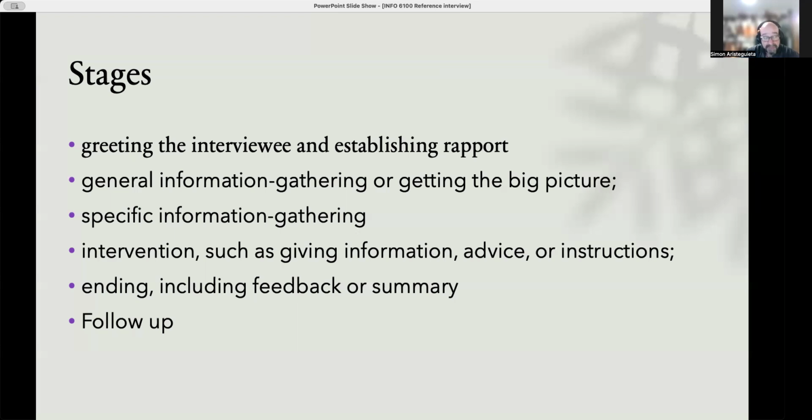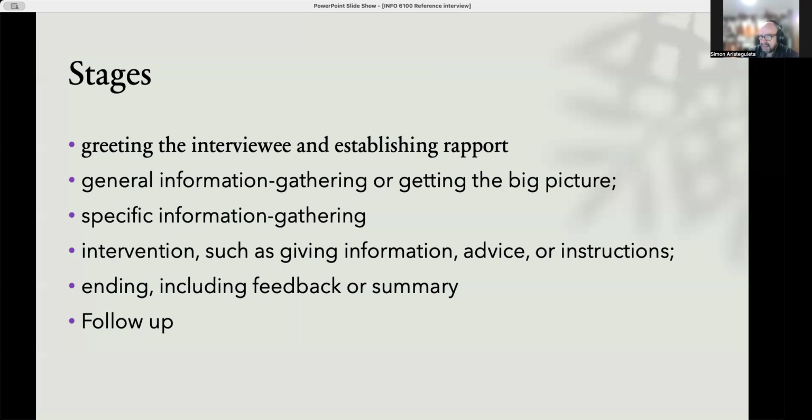So we approach the subject of, okay, so welcome to the library. We are here to help you. What is it that you want to know? Tell us about what kind of information you need. What are you looking for, etc. Right? So it's more like a big picture. It would be like an initial inquiry.